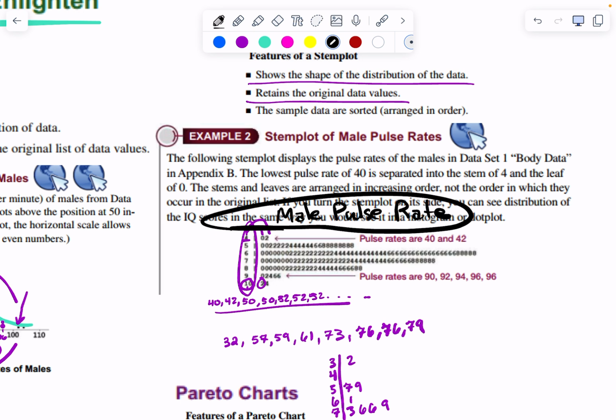You guys have really never done stem and leaf plots before? What? Okay, they're nice. They're not too bad.